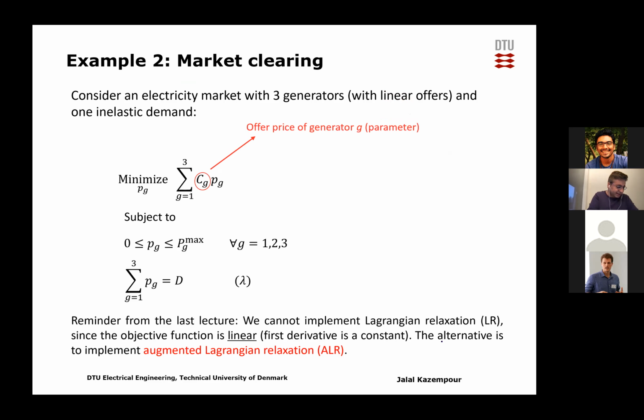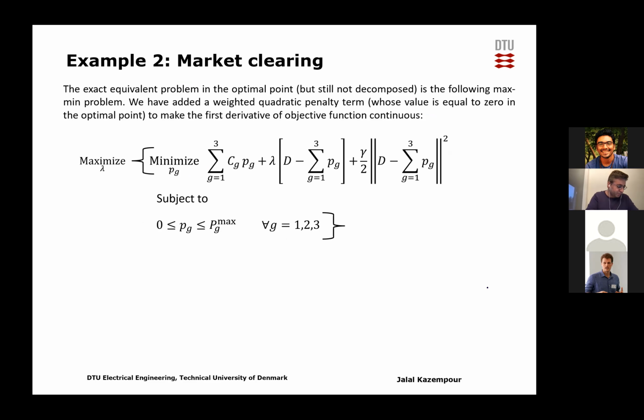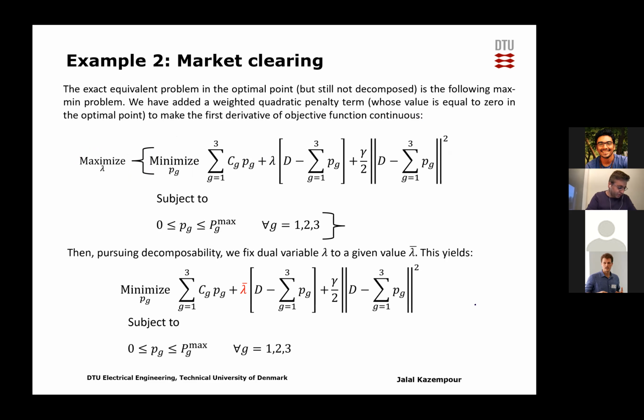So we already talked that since the original objective function is linear, we need to use augmented version of Lagrangian relaxation. So equivalently, we can write this problem as it is. So we have max min problem. Lambda is the dual variable of the complicating constraint, which is the balance equality, and the added quadratic penalty term. And you know the whole story.